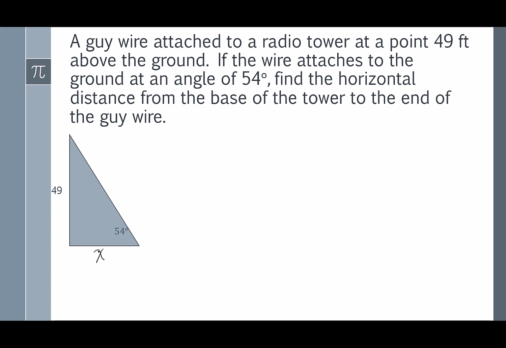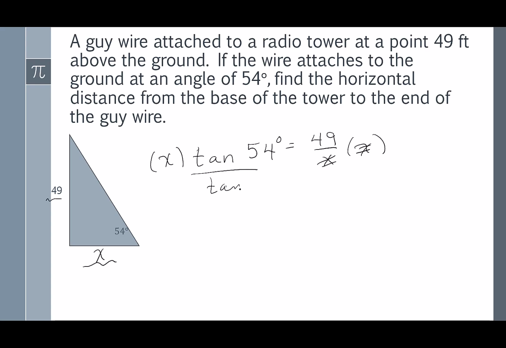Thinking through our trig functions of sine, cosine, and tangent, tangent will be the most helpful because it incorporates the opposite and the adjacent. The tangent of 54 degrees is going to be equal to the opposite 49 over x. To find the value of x, I'm going to multiply both sides by x to get the x out of the denominator. Now I have x tangent of 54 is 49. To get x by itself, I'll divide both sides by the tangent of 54. So x is going to be 49 over the tangent of 54 degrees.